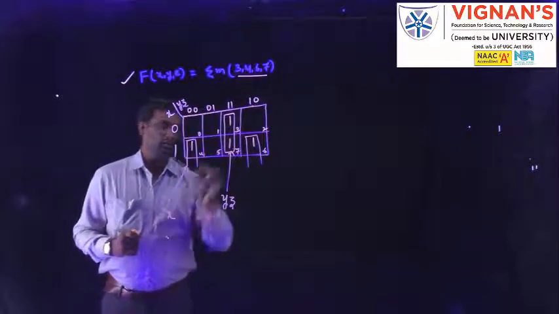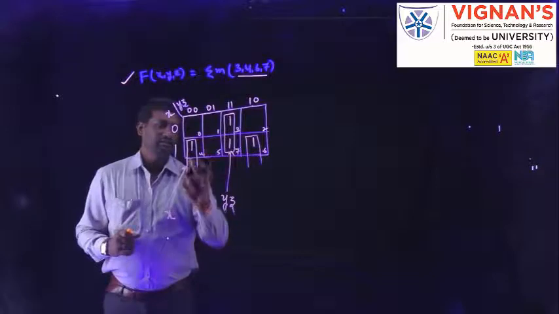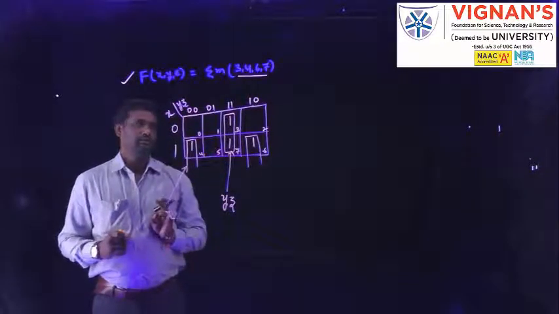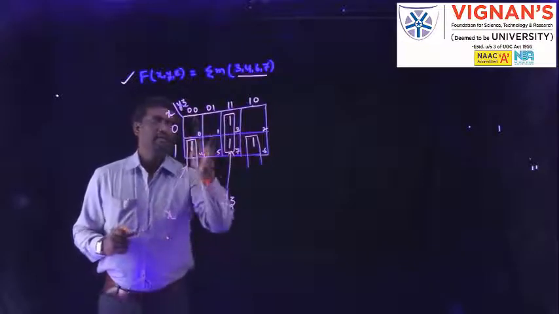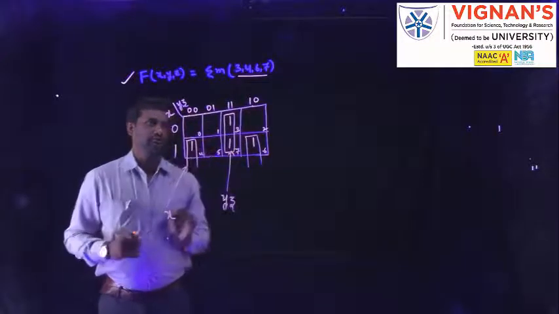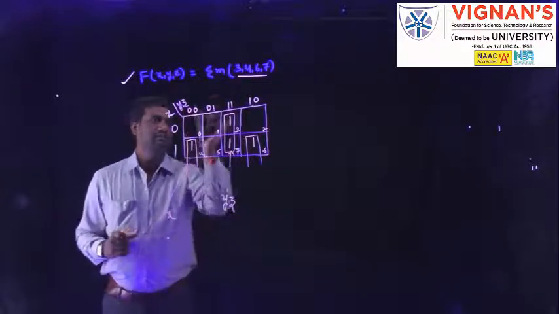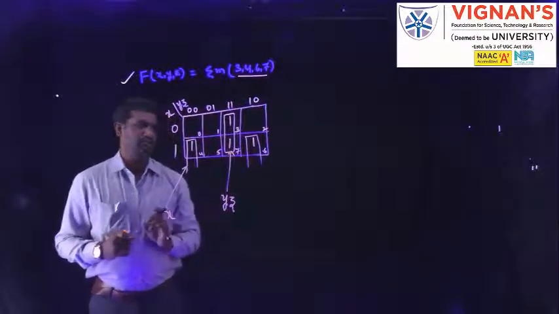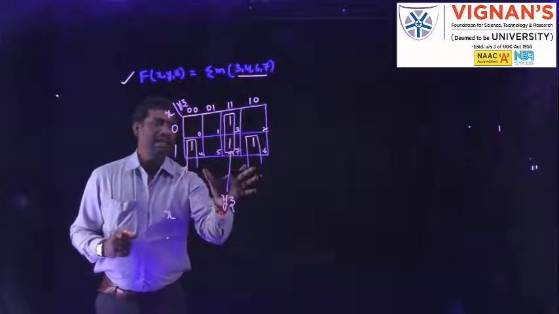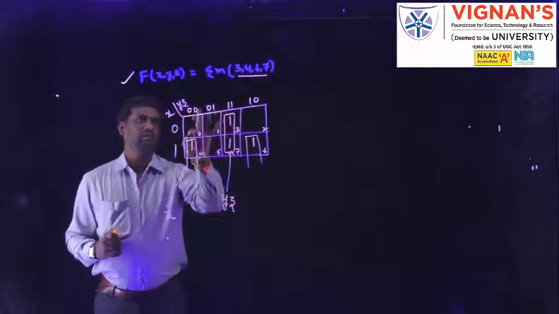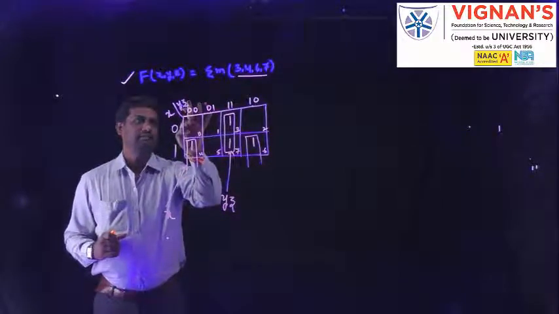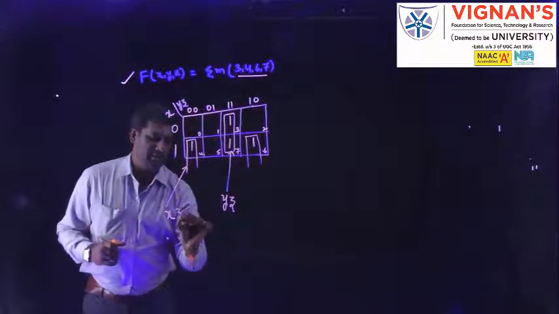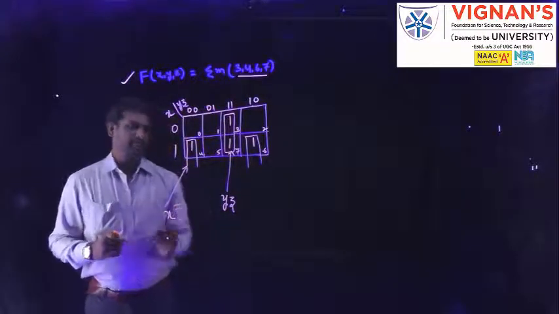Coming to row wise, these two ones are distributed in two rows. The rows combination are 0, 0, 1, 0. That means 0 is common for both the rows. The corresponding variable for that 0 is z. Because of 0, we have to assign the complemented variable.